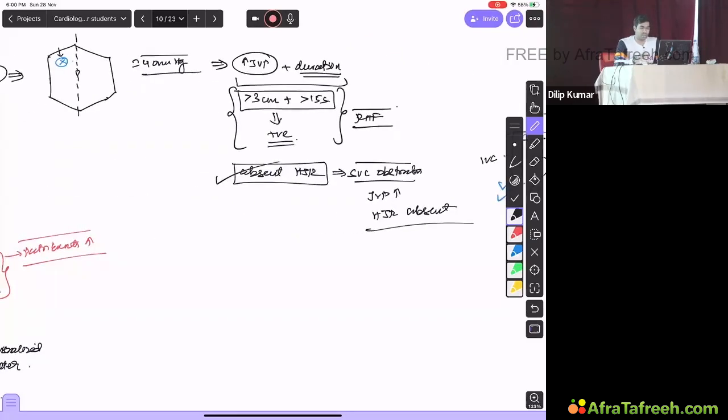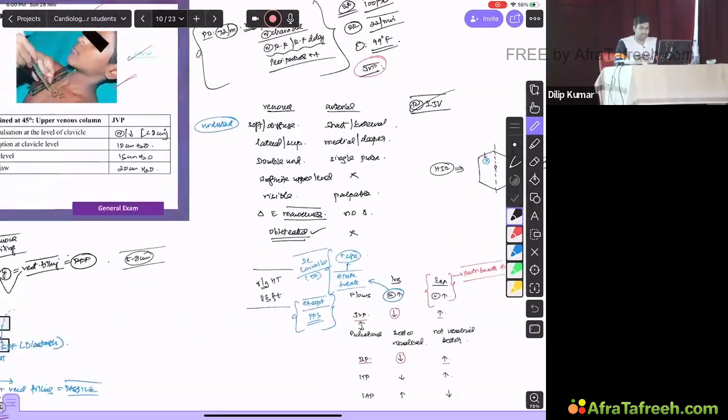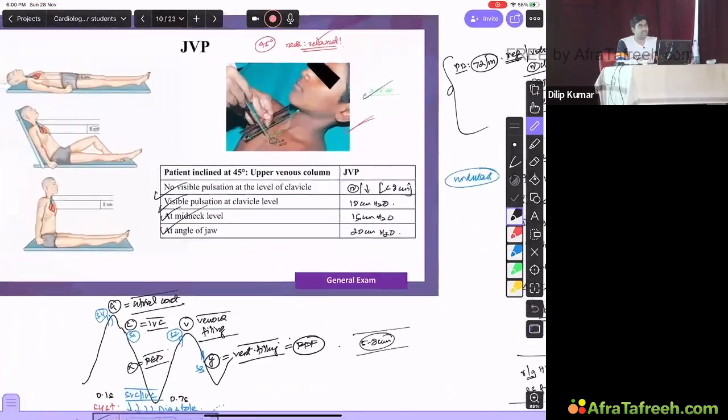So this is a very, very important condition. Absent hepatojugular reflex. If they ask you where you will get it, it is in patients with SVC obstruction. Okay, do you understand this? What's happening?